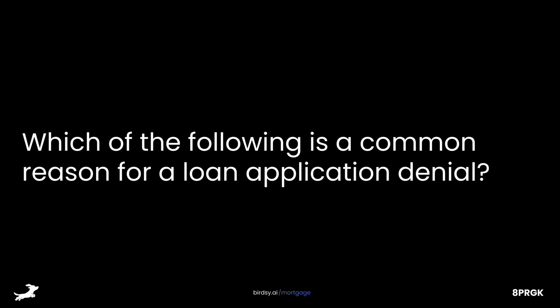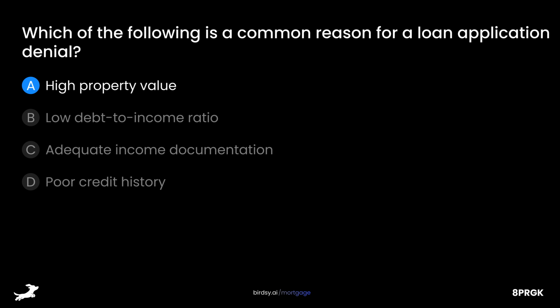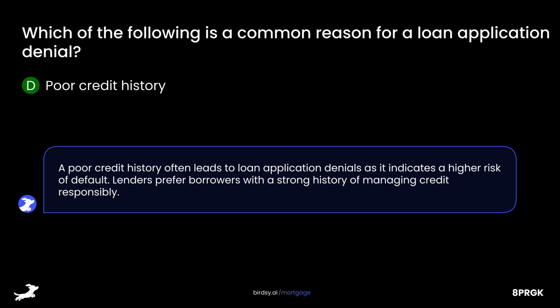Which of the following is a common reason for a loan application denial? Is it A. High property value, B. Low debt-to-income ratio, C. Adequate income documentation, or D. Poor credit history? The answer is D. Poor credit history. A poor credit history often leads to loan application denials as it indicates a higher risk of default. Lenders prefer borrowers with a strong history of managing credit responsibly.